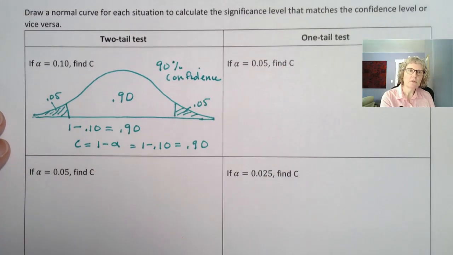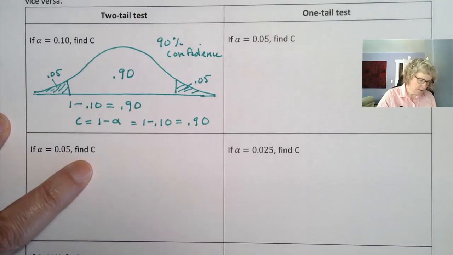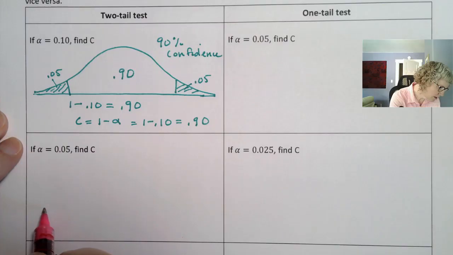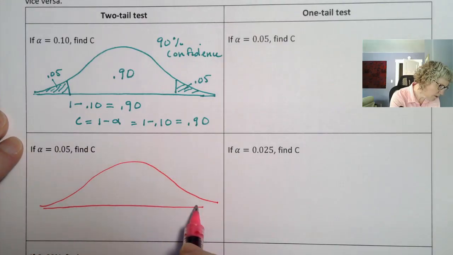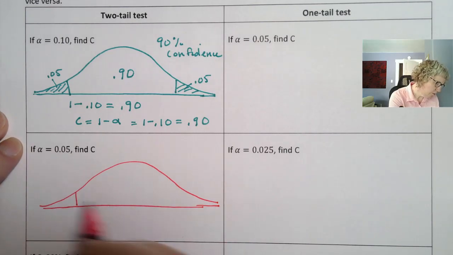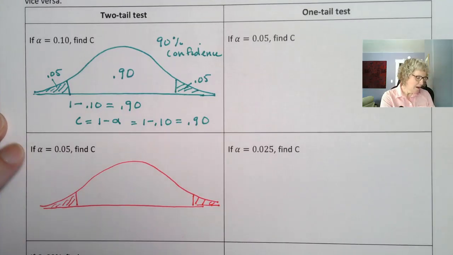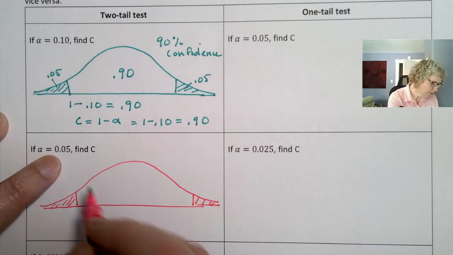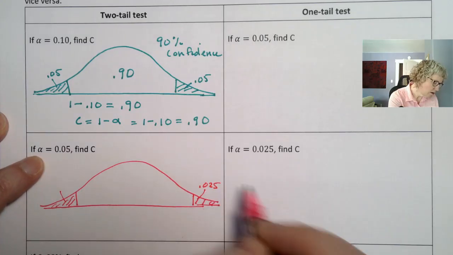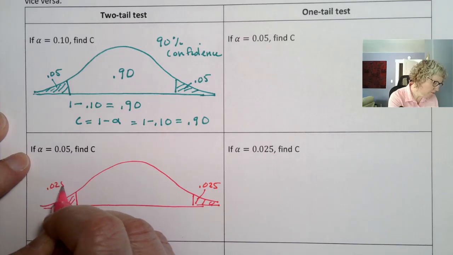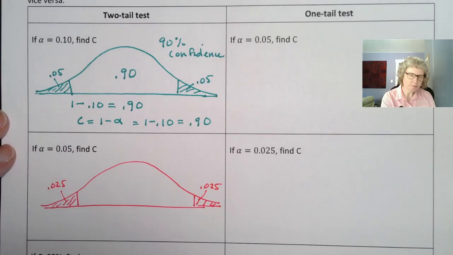Okay, let's do another one. Let's do if alpha is 0.05, find C. Okay, so I'm going to start with the same bell shape. Okay, and put my two tails in there. I could have made them a little smaller. Actually, that would have been better. But because this is 5%, then I'm going to have 2.5% on each side, 0.025. 0.05 divided by 2, I get 0.025.